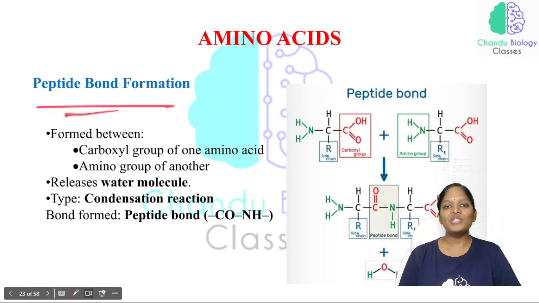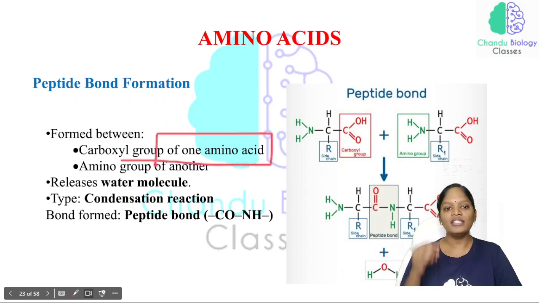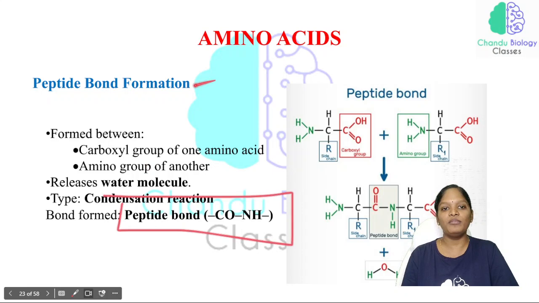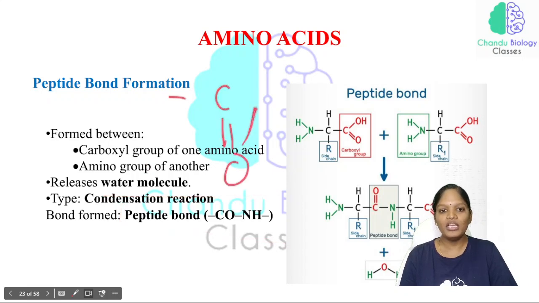The same goes for peptide bond formation. The carboxylic group of one amino acid and the amino group of another amino acid are linked together. Whenever one amino acid links to another, a water molecule is released, and that is why we call this reaction a condensation reaction. The bond formed in this reaction is called the peptide bond. How can we denote the peptide bond? This is how it will be.